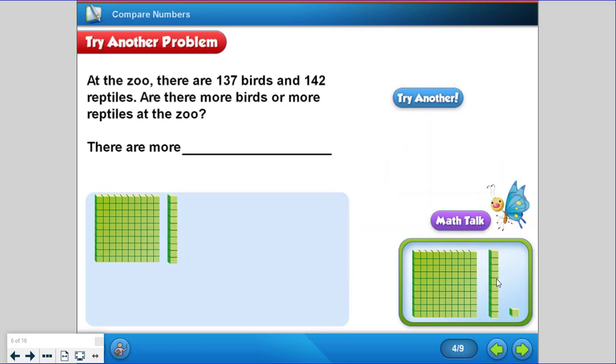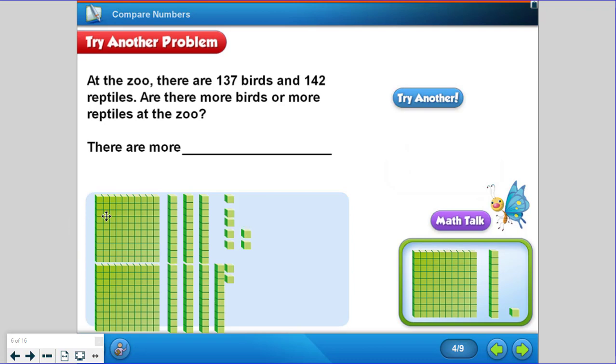So you should have your base 10 blocks, and you don't need to watch me do all these. Okay, so I made the model. I did 137 up here, and I did 142 down here. So I made my model. Now I have to draw a quick picture to match my model.